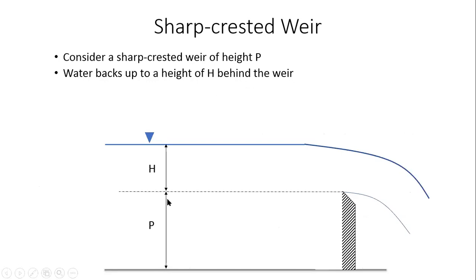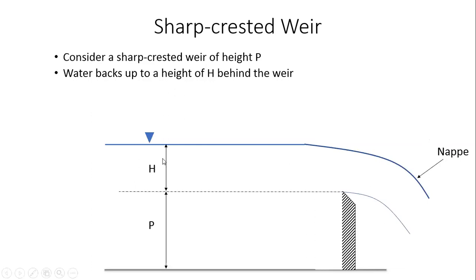You can see that over here. This is the height, capital P. Behind the weir, the water is backing up to a height of capital H. Now I'm going to define a few terms here, very important terminology. This water that flows over the weir, this shape that you see, the water that's flowing over here, is called the nappe. N-A-P-P-E, nappe. So that's the nappe.